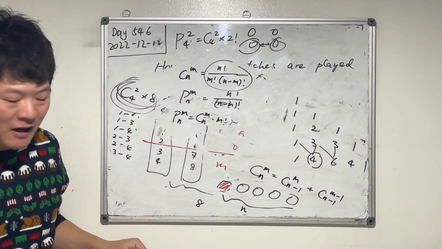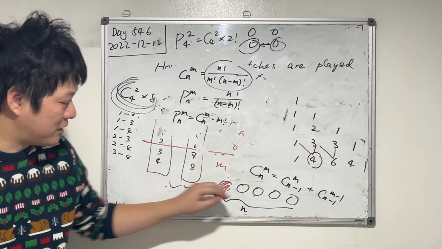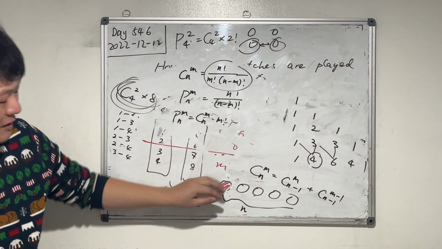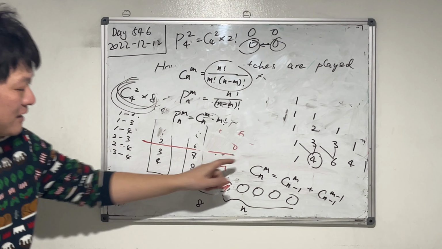If we don't pick it, how many apples do we still have to pick? M apples, right? Because I don't pick this one, I haven't made a choice. So it's m apples, but from n minus 1 apples, okay? This is what it is.